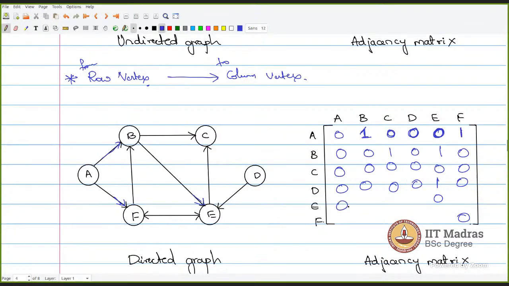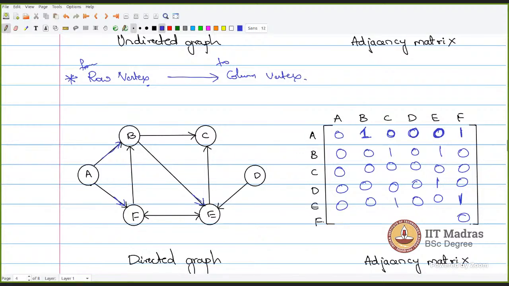From E to A? No. E to B? No. E to C? Yes, 1. E to D? No. E to D, no. That is D to E. E to F? Yes, 1.